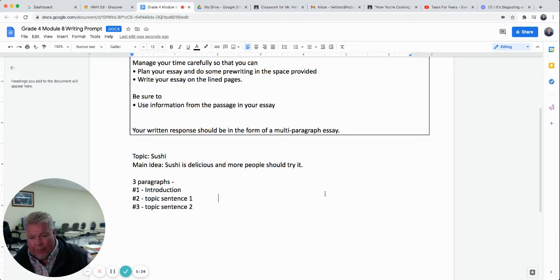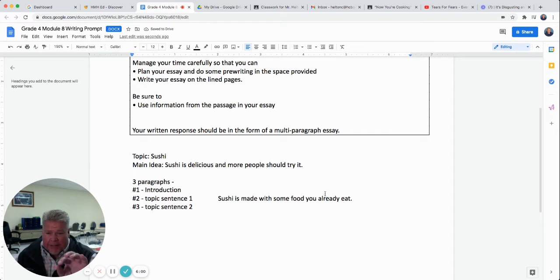Okay, so for my topic sentence number 1, I'm going to say sushi is made, you have to think about this, with some food you already eat. Okay, now when I get to my second paragraph, that's easy because I can come up with some really good super sentences that describe what kind of food sushi is made of that we already eat.